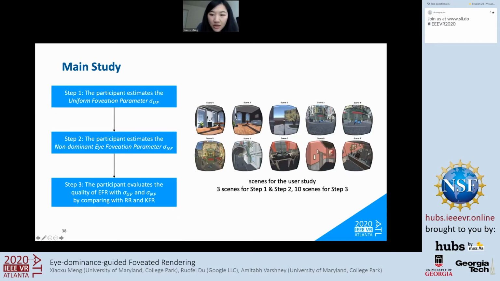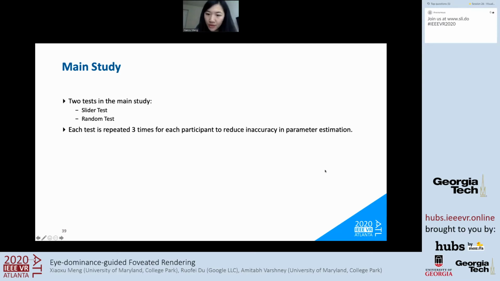We selected 10 computer-generated environments as the scenes for the user study, and we choose 3 scenes for step 1 and step 2, and we use all the 10 scenes for step 3, the quality evaluation. In our main study, we conduct a slider test and a random test. The 2 tests measure the foveation parameters with different experiment setups. Of course, we expect that the parameters estimated from different tests can coincide. Every test is repeated 3 times for each participant to reduce the inaccuracy in parameter estimation.